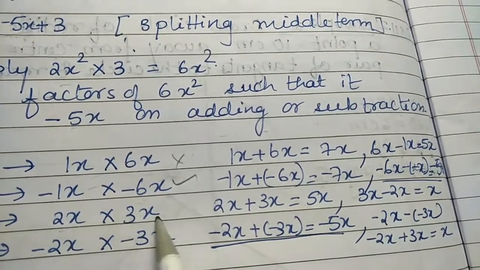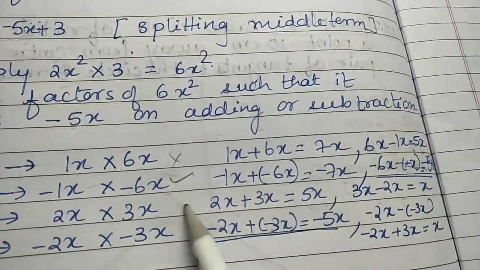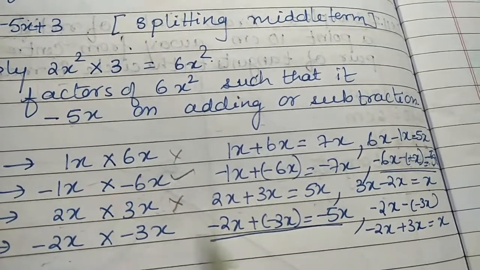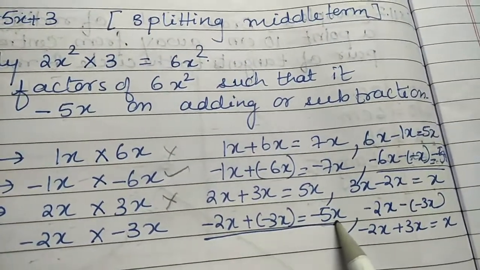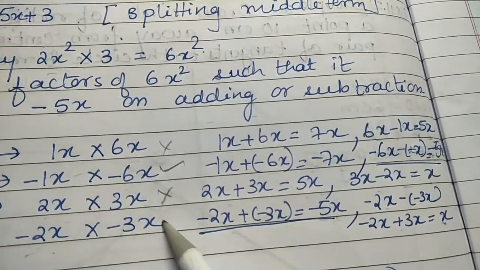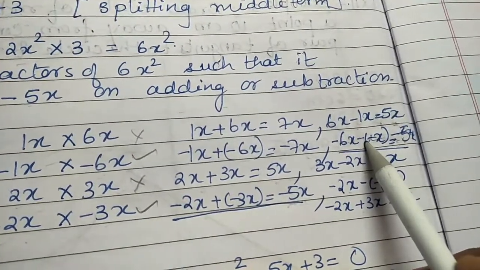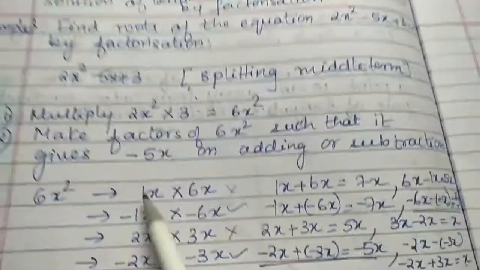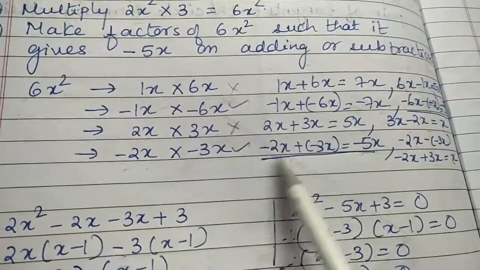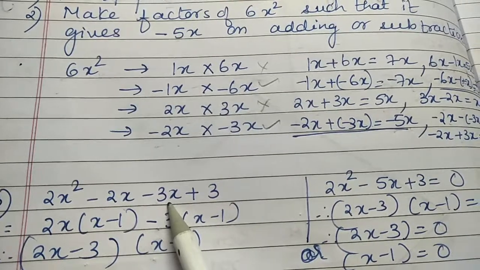Next are these two factors. When I add, I get 5x. When I subtract, I get x. So I cannot consider this. Now when I take minus 2x and minus 3x, when I add, I get minus 5x. When I subtract, I get x. So here there are chances that I get minus 5x. So I've got two options. Either I can take this or I can take this, depending on the equation. Seeing the equation, I think this solution is better. So I put minus 2x and minus 3x here.